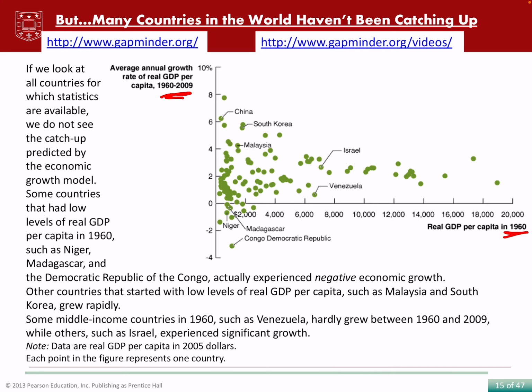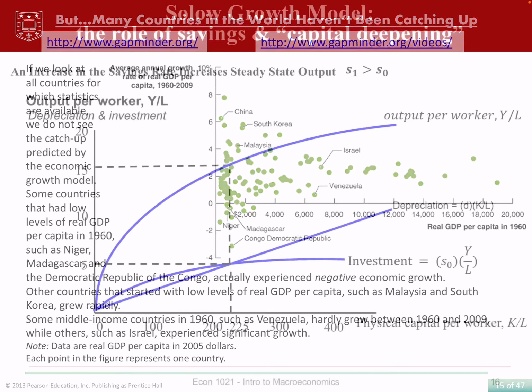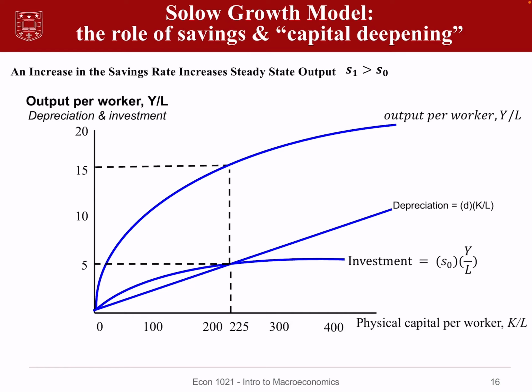So we can see that many countries in the world haven't been catching up. These videos are kind of interesting. I'll link them in separately in Canvas if you wanted to look at them. But why is that? Well, it's because growth in GDP per capita is going to be driven by more than just the capital stock per worker.